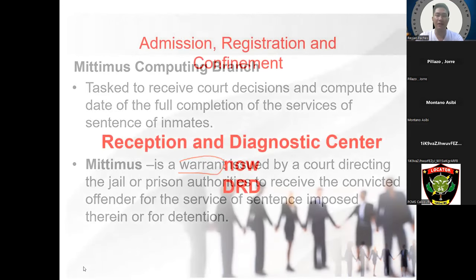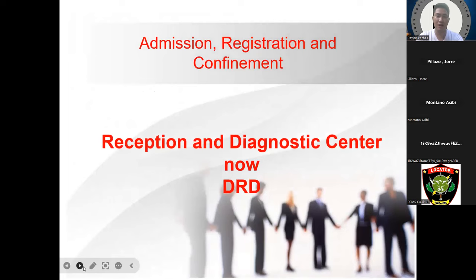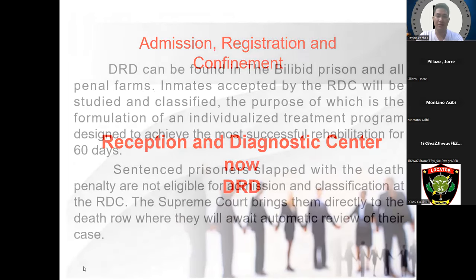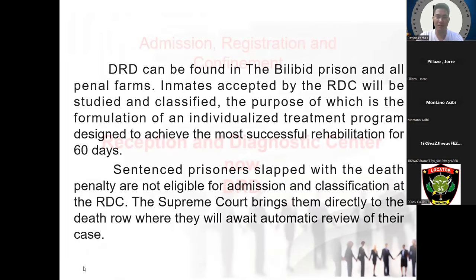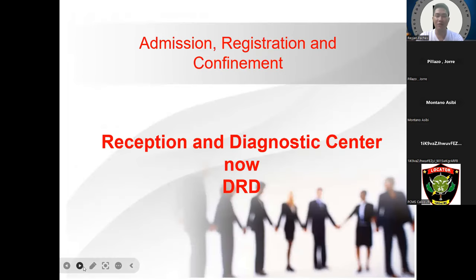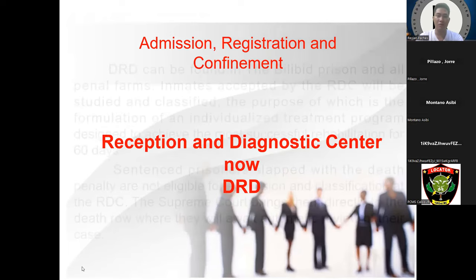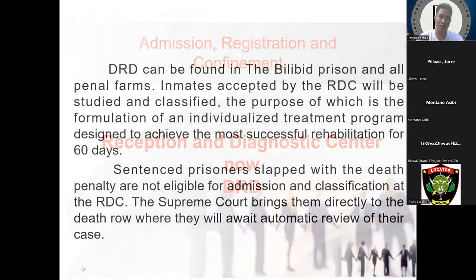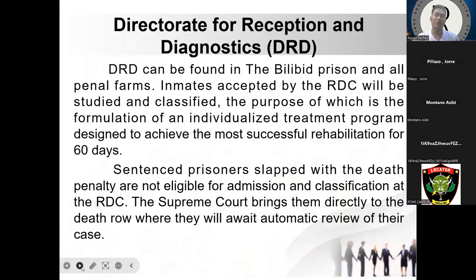Okay, so we have the admission, registration, and confinement. So, ayan. So, dito tayo. So, explain natin. Balik muna pala ako doon. So, ang reception and diagnostic center, class, ang tawag na natin ngayon, that is DRD, that is Directorate for Reception and Diagnostics. Of course, they are in charge with quarantine, titingnan nila yung inmates or yung tao na yon kung meron ba siyang contagious disease or meron ba siyang dinadamdam na pwedeng makahawa sa ibang mga prisoners. So that's why yan yung trabaho ng Directorate for Reception and Diagnostic Center.